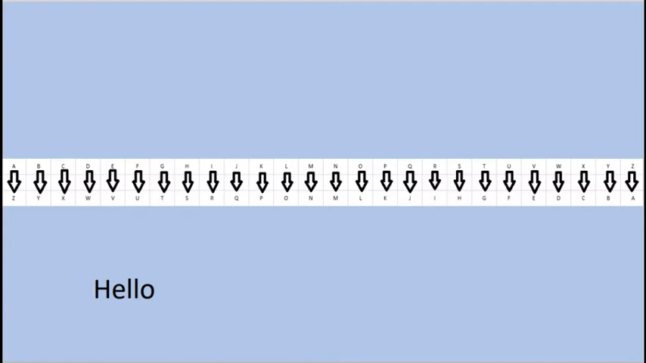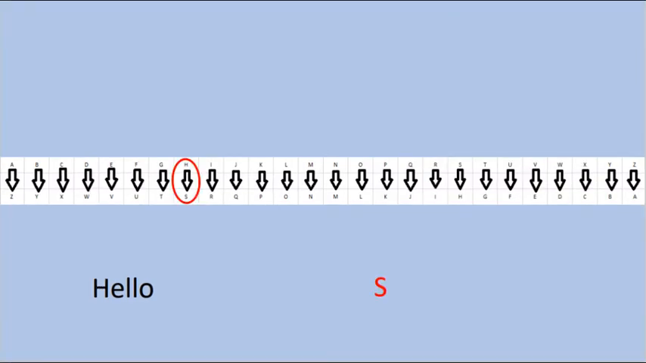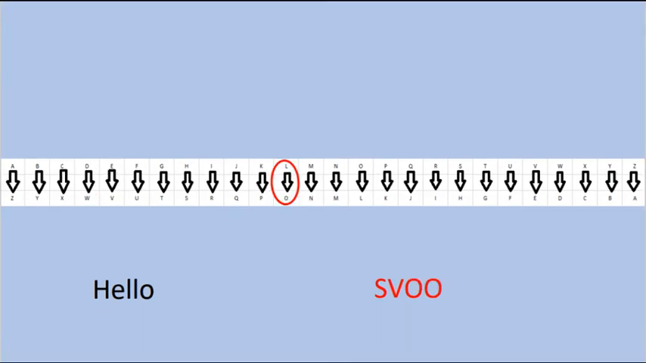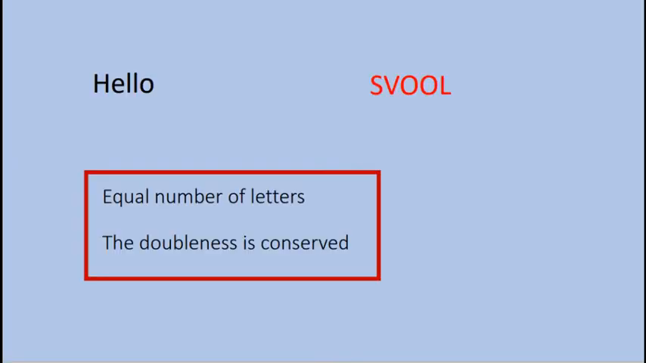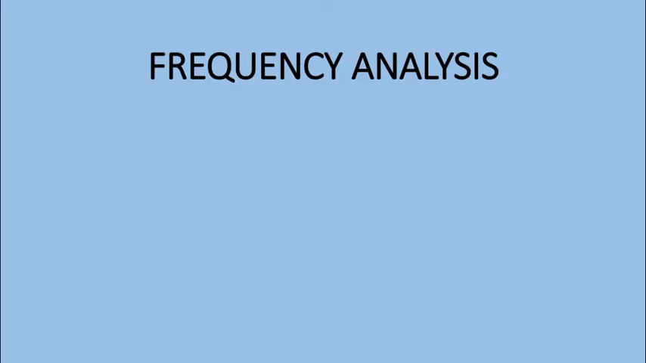Now let's say we want to hide the message hello. Using the technique that we just explained, H becomes S, E becomes V, double L becomes double O, and O becomes L. So the final word is svol. And as you can see, the final message has the same number of letters, and also the doubleness is conserved from the original hello. But language is more complex than a simple hello.